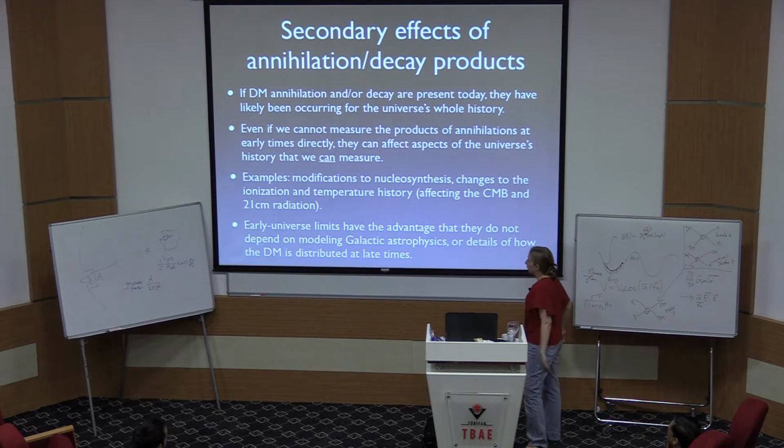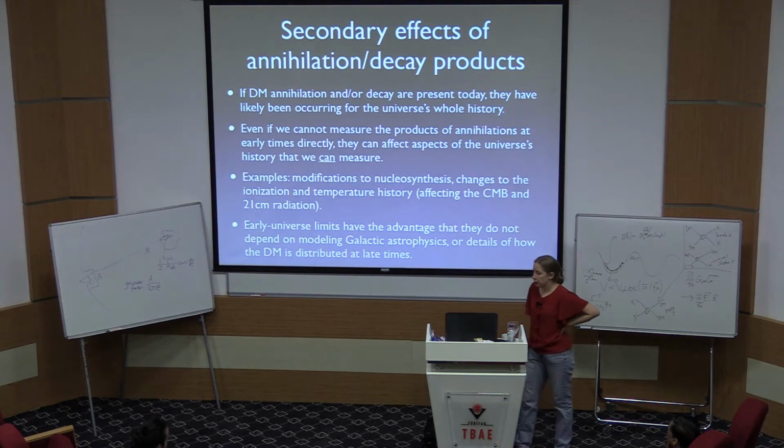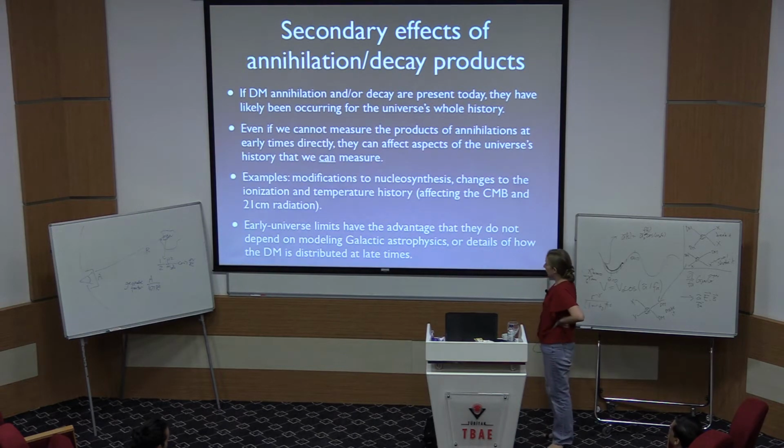There's another class of models where you say, okay, what if instead of looking at these particles directly, we look at how they've changed the universe through its history? If there's dark matter annihilation or decay going on today, then at some level it's been going on for the universe's whole history, most likely. So, for example, these early injections can change the temperature history of the universe. They can change the ionization history of the universe. They can potentially modify Big Bang nucleosynthesis.